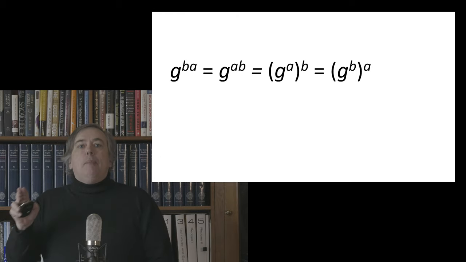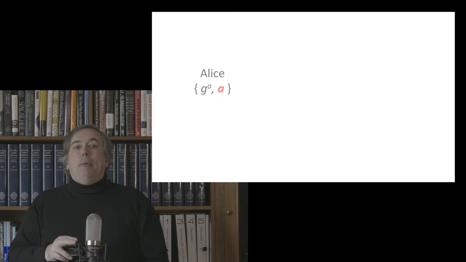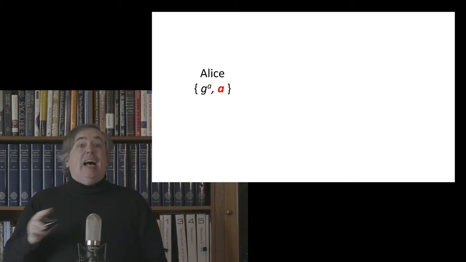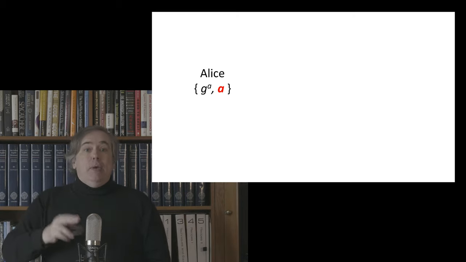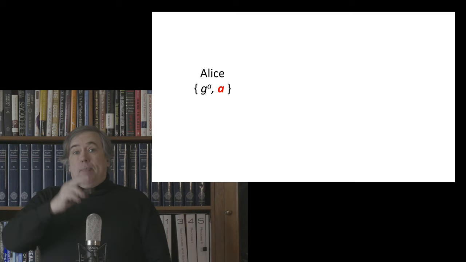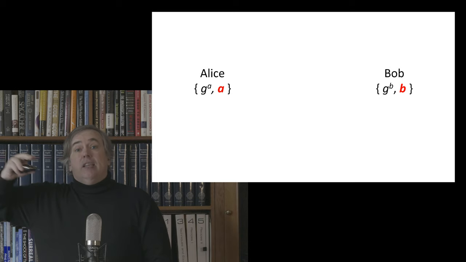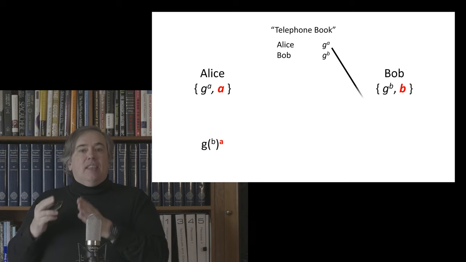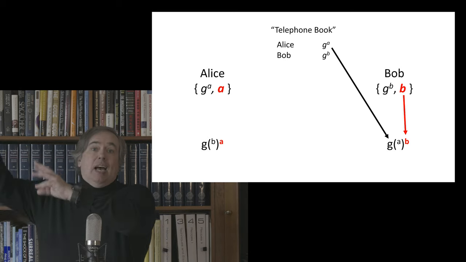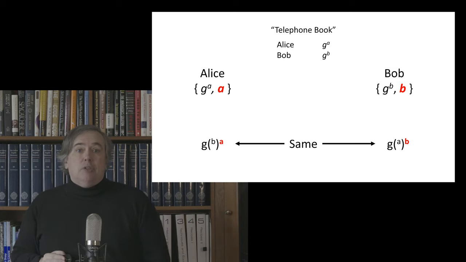So we can implement Diffie-Hellman using just integers. Alice is going to pick an integer A as her private key. Her public key is going to be G to the power A. Bob is going to pick B as his private key. His public key is going to be G to the power B. And they can then both calculate the value G to the power A times B using the information that is available to them. And this is a powerful result.